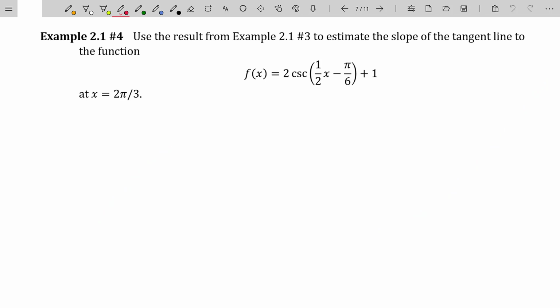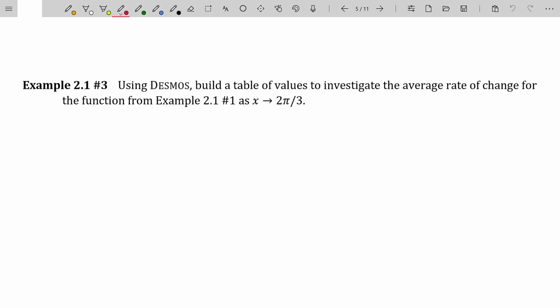So if you're watching these videos in the order that I've recorded them, the previous video, the one right before this, is all about secant lines. And there was an example in that video that required us to find the slope of the secant line as x got really close to 2 pi over 3. Let's go ahead and find that. That would be this one right here, where we use Desmos to investigate the average rate of change for the function f of x equals 2 cosecant of 1/2 x minus pi over 6 plus 1. And we wanted our values to get super close to 2 pi over 3.